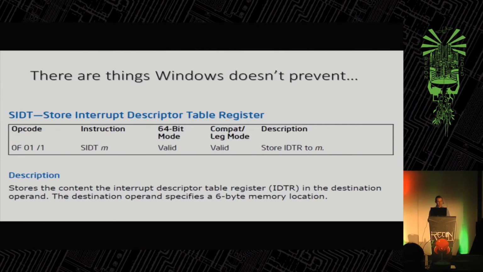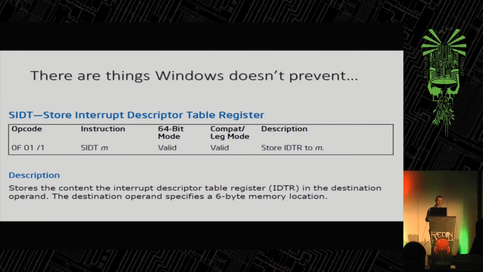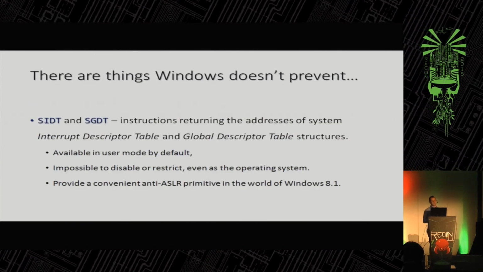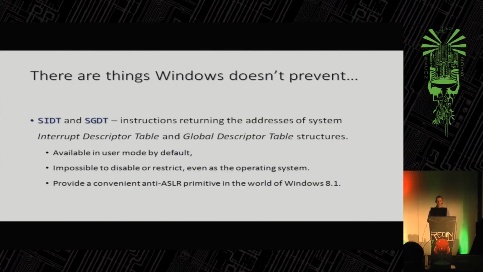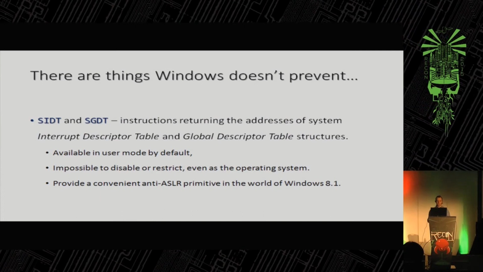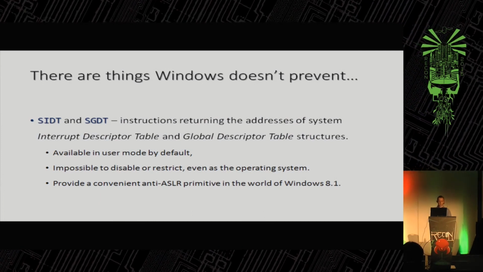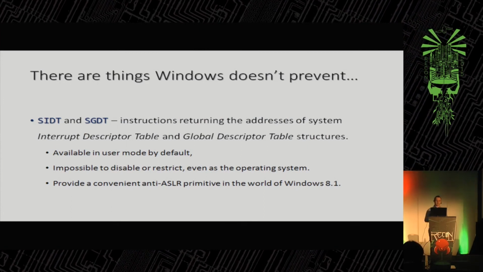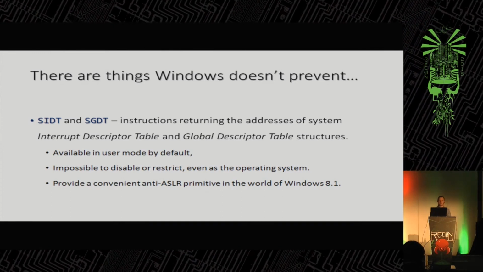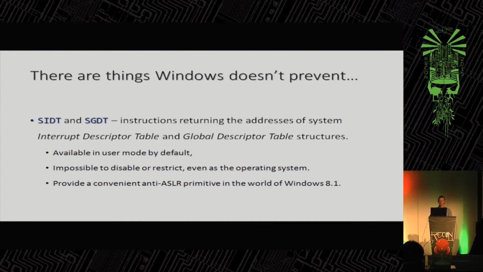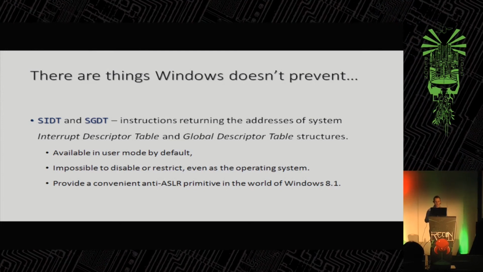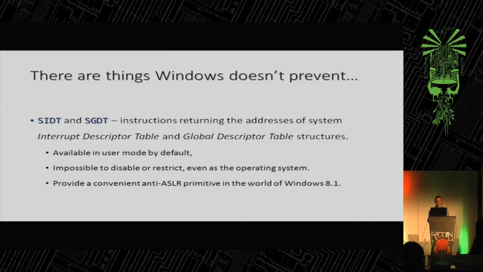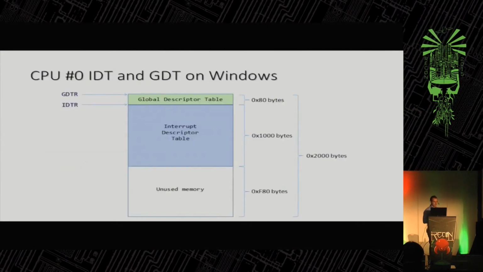We have two quite useful instructions called SIDT and SGDT, which just give us, in user mode, the addresses of the IDT and GDT CPU structures inside of the kernel address space. They are available in user mode by default, and they are really impossible to disable or restrict as an operating system without using virtualization technology. So they provide us a very convenient anti-ASLR primitive in the world of Windows 8.1 kernel exploitation.